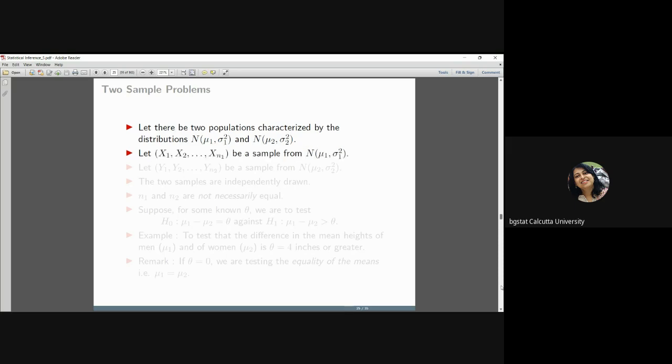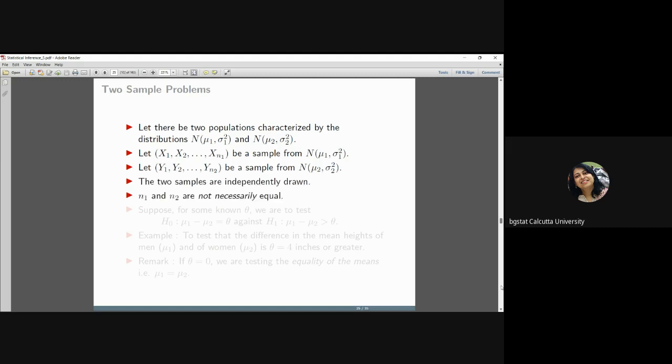Now, all of these were one sample problems. Suppose we have two populations. I gave you the example of two drugs, a standard drug and a new drug. So maybe we have some patient data, perhaps a drug for reducing blood pressure, and we have the blood pressure of two sets of patients, one given the standard and one given the new drug.